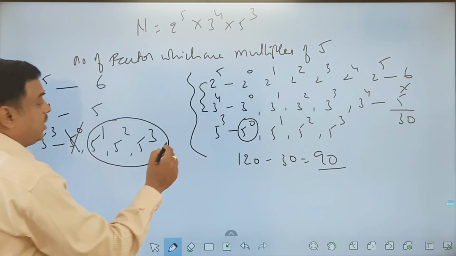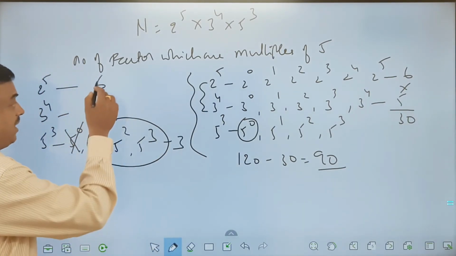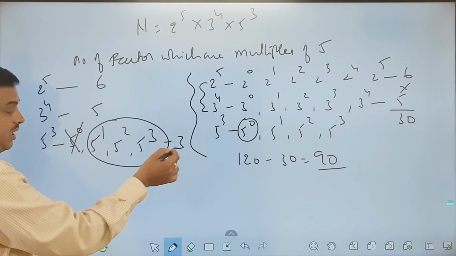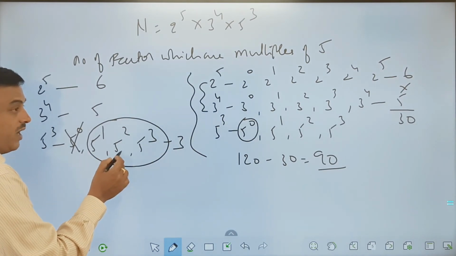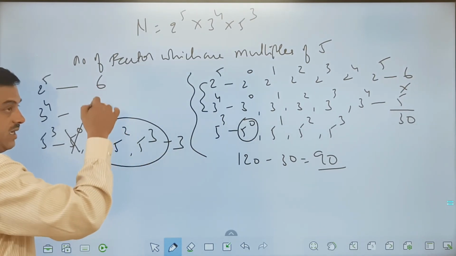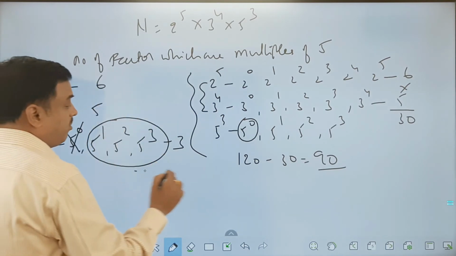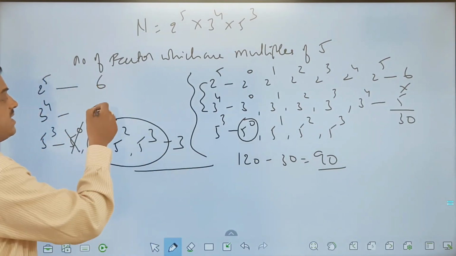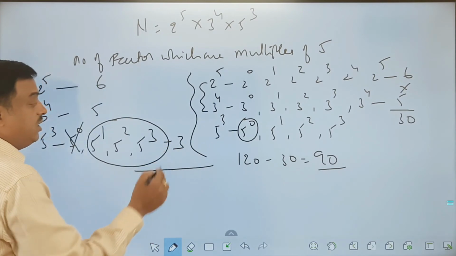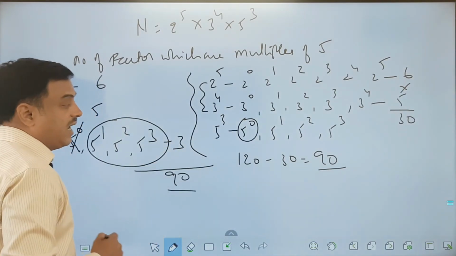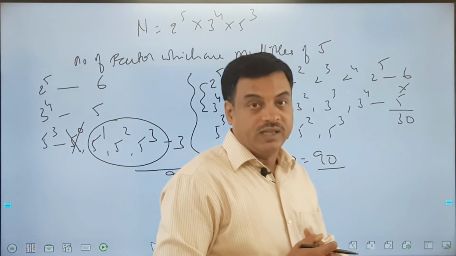So here there are total 3. So multiply 6 into 5 into 3. Multiplying with 5, 5 square, 5 cube with these possibilities will give you the total number of multiples of 5. Like 6 into 5 is how much? 30. 30 into 3 is how much? 90. So there are 90. You can see the same answer we have got here in this case.